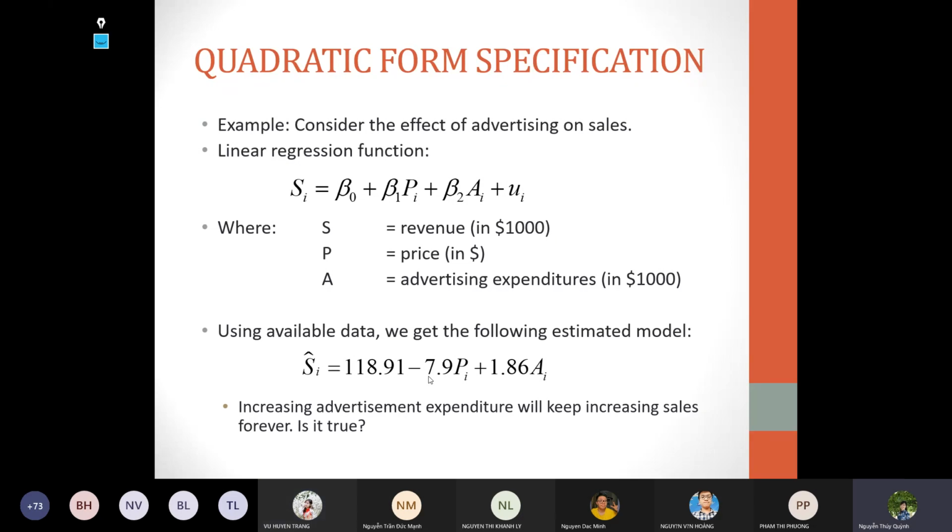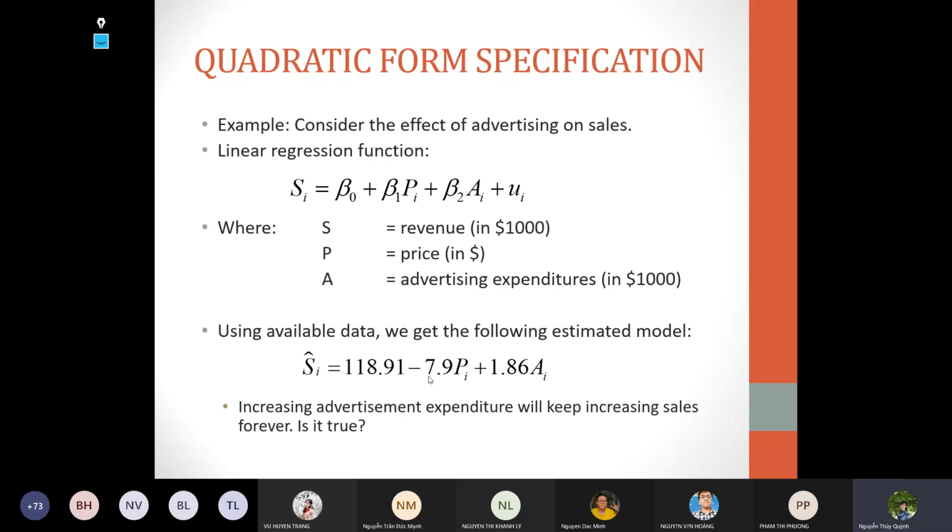So for this estimated model, it tells us that when we increase the advertising expenditure by 1 unit, which is $1,000, and keep the price unchanged, the revenue will increase by 1.86 units, which is $1,860 on average.